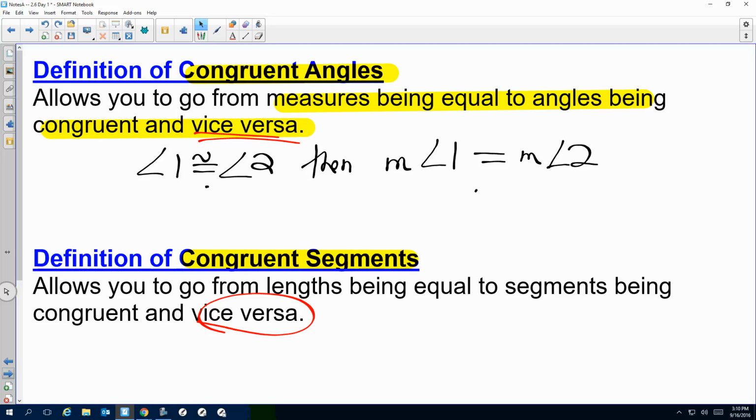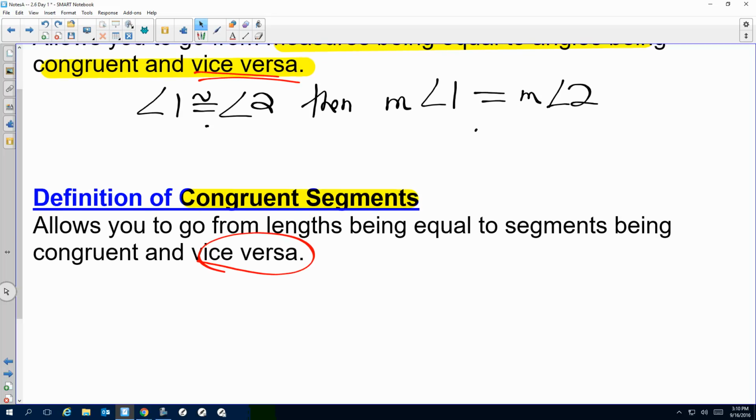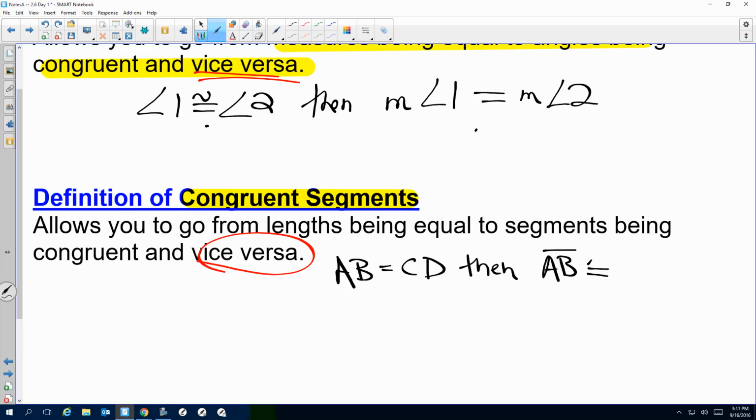Vice versa means now, instead of starting with congruency, I could start with equal. Let's say AB equals CD, okay? If they are equal, then what can I conclude? Yeah, then the segment AB is congruent to the segment CD, okay? And vice versa. So there's going to be times where they give you the congruent, and you're going to have to tell me that that means they're equal.